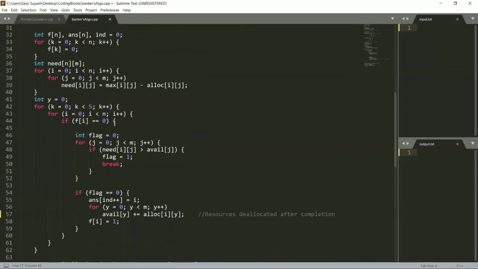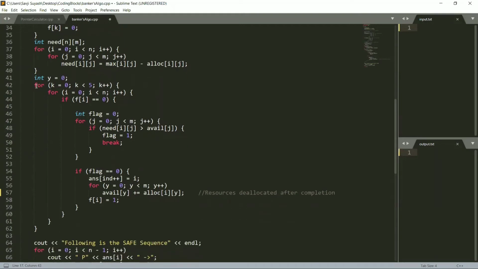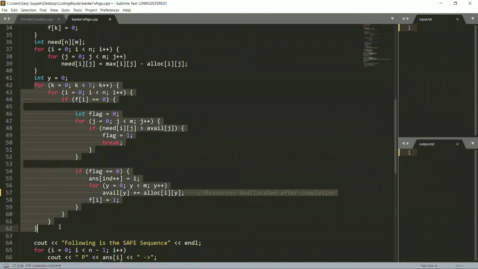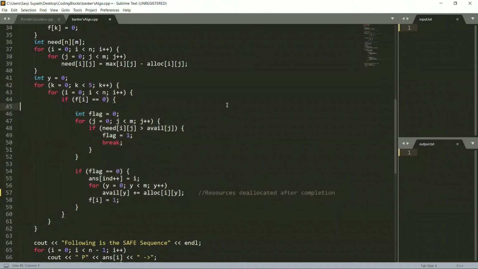First of all, how did we calculate the need array? We just subtracted the allocation array from the maximum array. That means the process needs a maximum of something, and we have already allocated something. If you subtract that from the maximum, you will get the need array, right? So we are looping 5 times because we have 5 processes, to check each process one at a time.